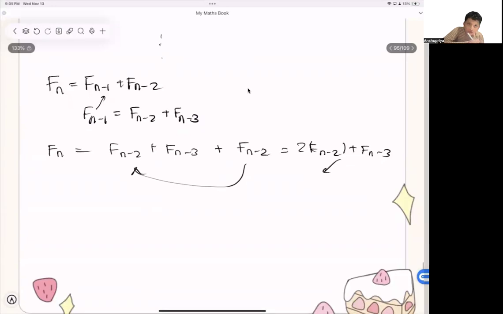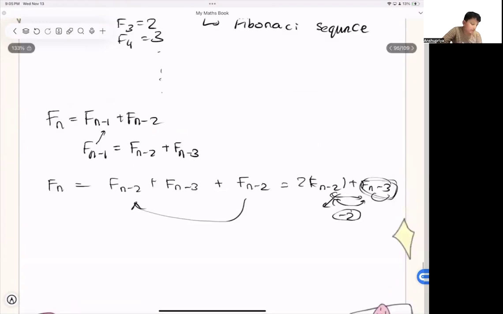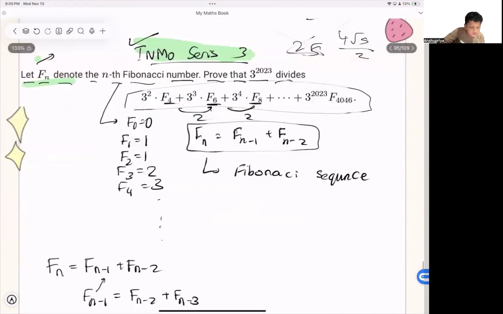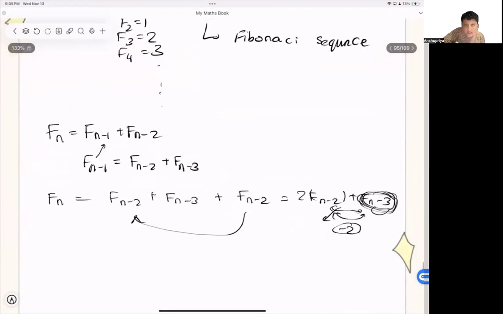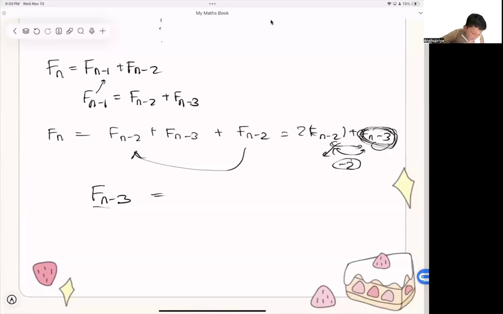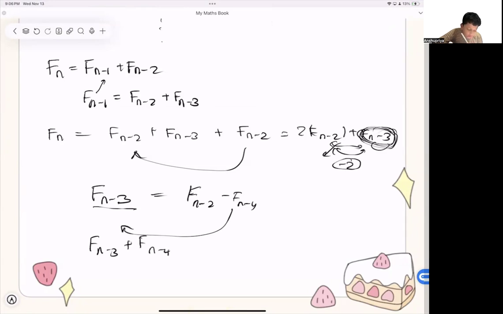I have this. Now again, can I replace this term? Basically, what I'm wanting to do is make this minus 2. Because can you see here, it's F4, F6, F8, there is a difference of two, okay? Here also, I'm trying to make it minus 2. So can I say that Fn minus 3 is equal to Fn minus 2 minus Fn minus 4? I just took this side and I got Fn minus 3 plus Fn minus 4 is equal to Fn minus 2. Okay, I got this from here.